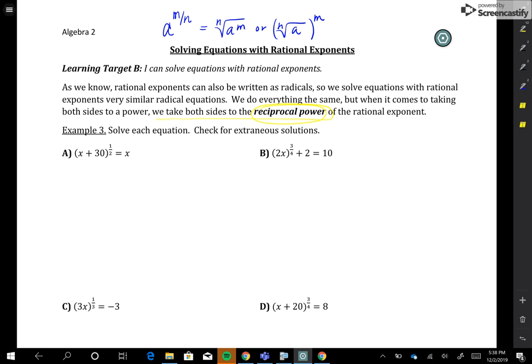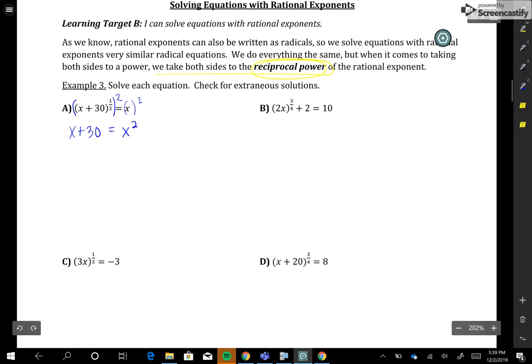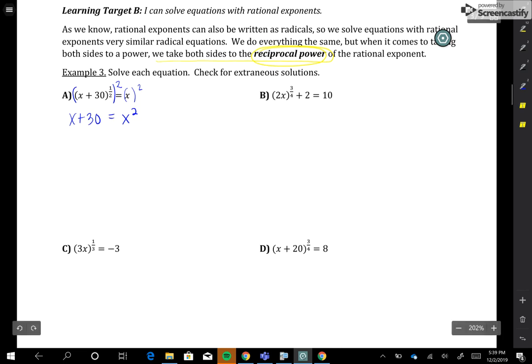Now, once that part is done, we take both sides of the equation to the reciprocal power that is there. So 1/2, the reciprocal is just 2. So when that happens, I'm left with x plus 30 equals x squared. So I have a quadratic, which means we're going to want to set this equation equal to 0, and hopefully we can factor that. So let's subtract x and 30. And we have 0 equals x squared minus x minus 30.